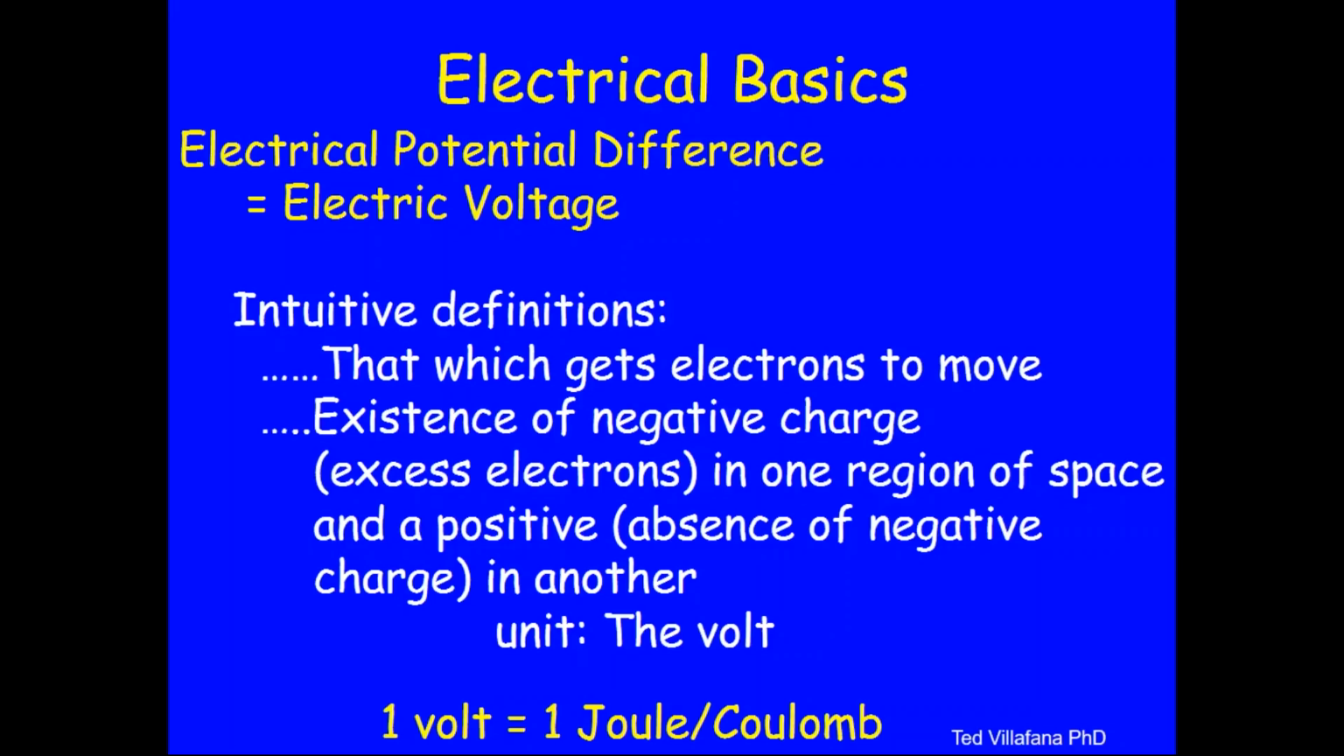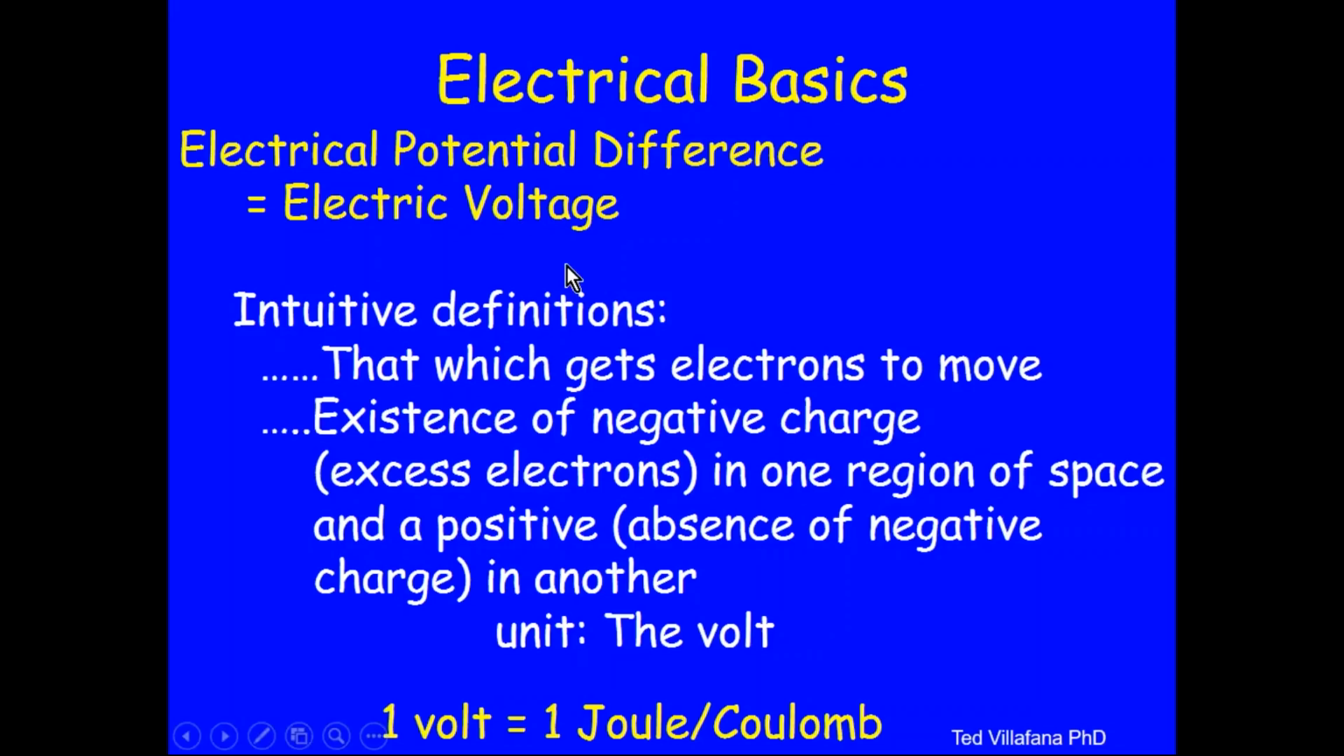And what gets an electron to move? An electric voltage. Okay, it's that which gets electrons to move. That's what a voltage is. And how does it do that? It has negative charge on one end and positive charge on the other end, so that an electron will be repelled by the negative charge and flow toward the positive. And once an electron flows, you have current.